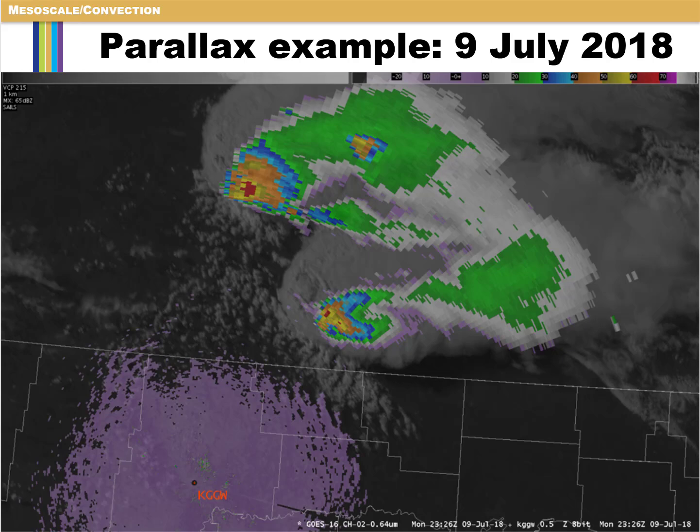Here's an overlay of radar reflectivity from the Glasgow, Montana WSR-88D with the GOES-16 visible image. Note how the core of the storm, from the radar perspective, is displaced well southeast of the overshooting top, as seen in the visible image. This case illustrates why one must be careful when overlaying radar and satellite, since features will appear displaced due to parallax, especially at higher latitudes, such as what we're looking at here.